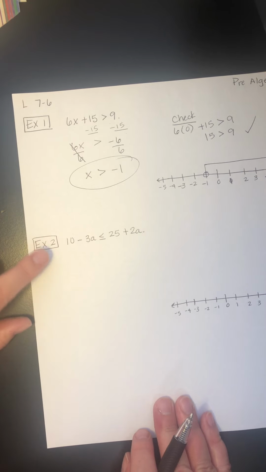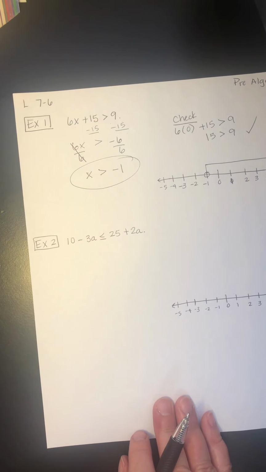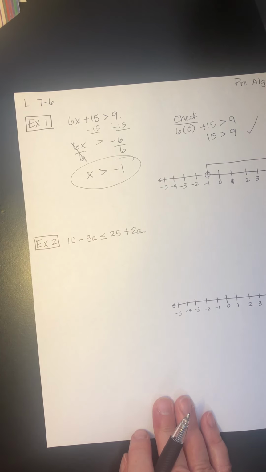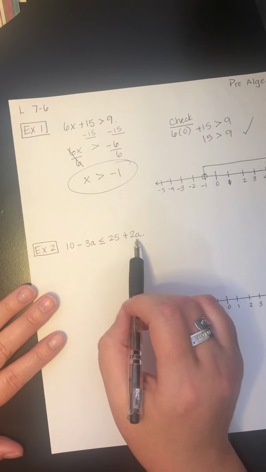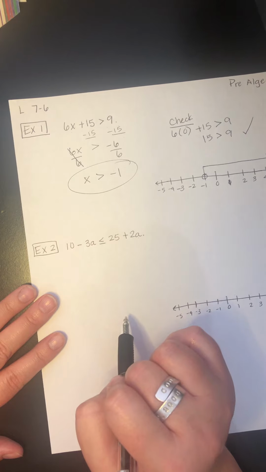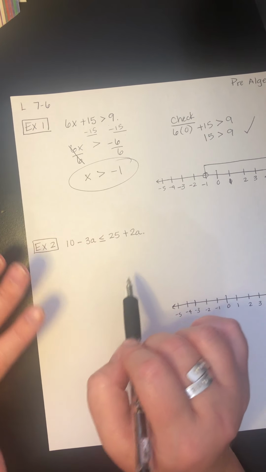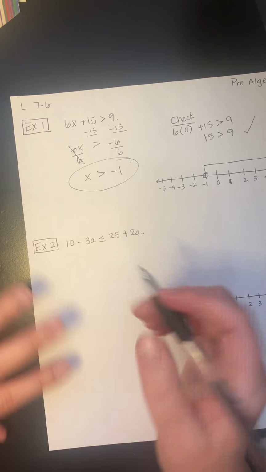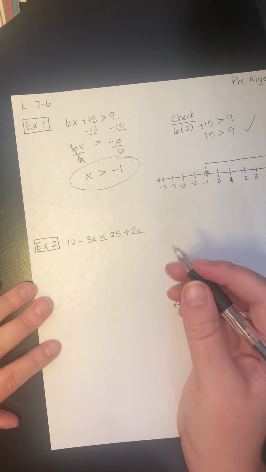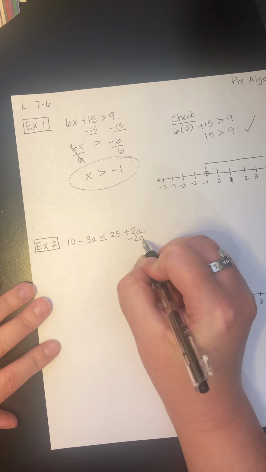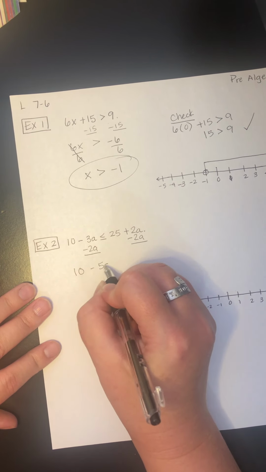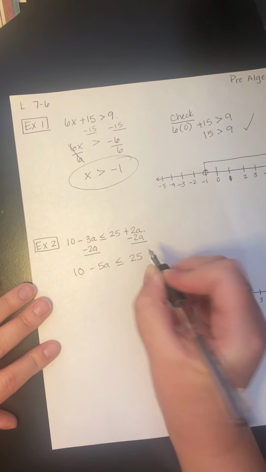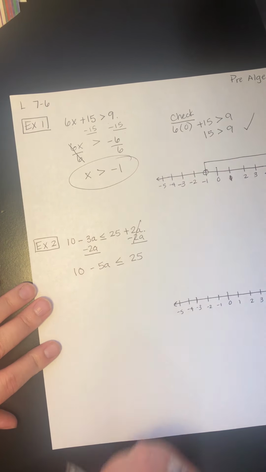Now let's see our next one, 10 minus 3a is less than or equal to 25 plus 2a. This one's going to have a couple more steps. First thing, we want to get our a's on the same side of the equal sign and everything else on the other side. I always like to keep my variable on the left side of the equal sign or inequality. So I'm going to move the a by subtracting 2a from both sides. Over here we have 10 minus 5a is less than or equal to 25, because these cancel. They add up to 0.